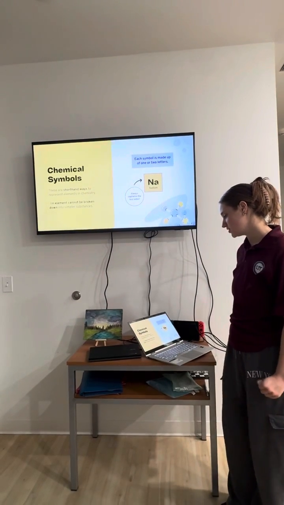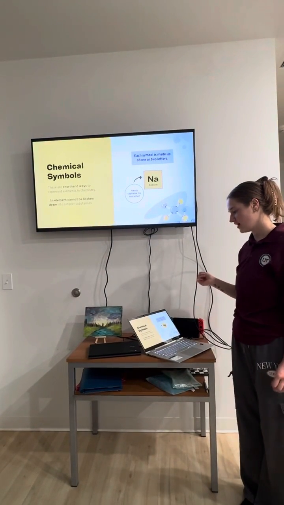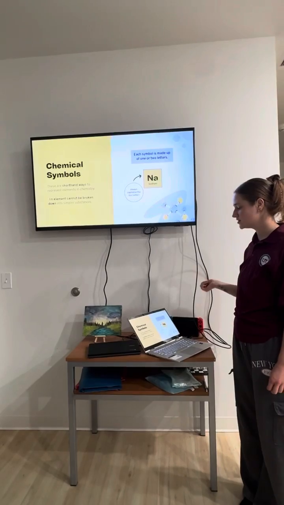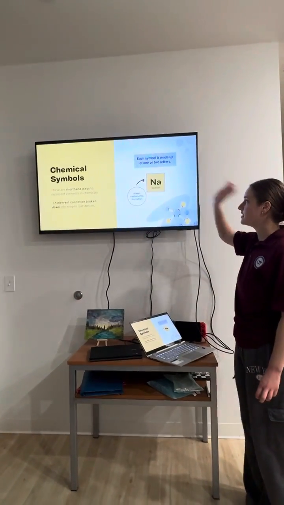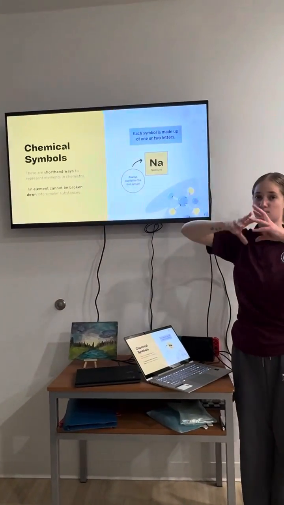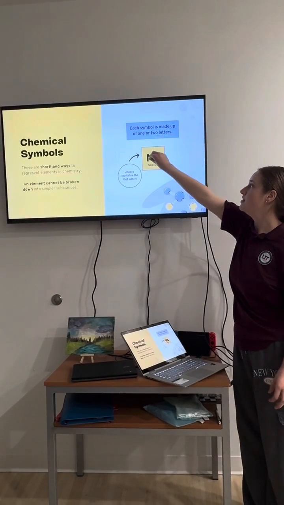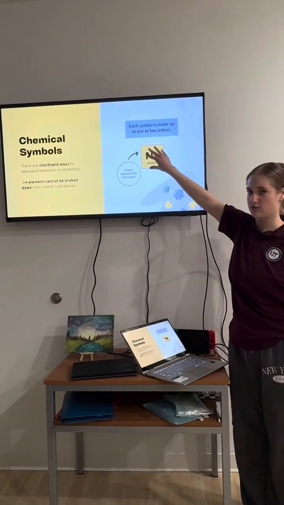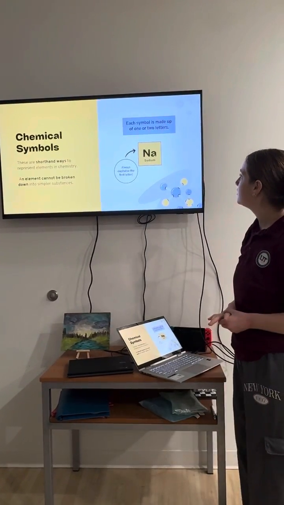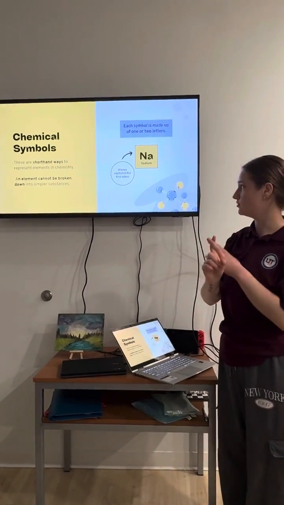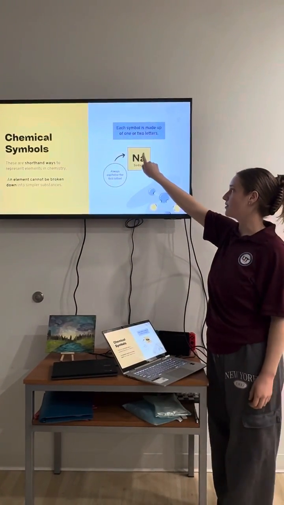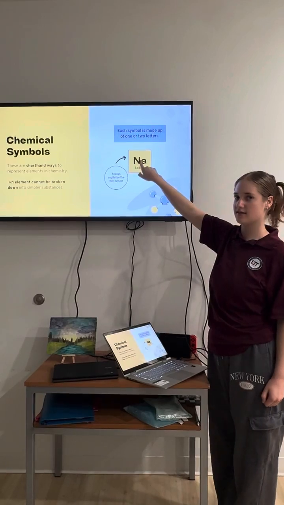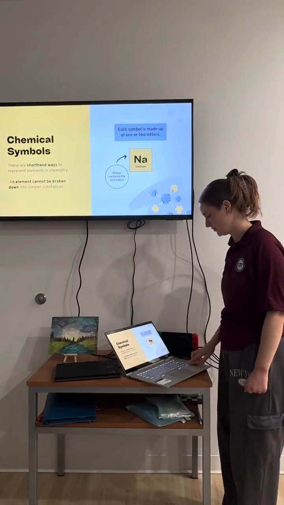Chemical symbols are the shorthand way to represent elements in chemistry. These cannot be broken down into smaller pieces. It is this and this alone. Each symbol is made up of 1 or 2 letters, and these letters are always big and bolded in the center of the chemical symbol.